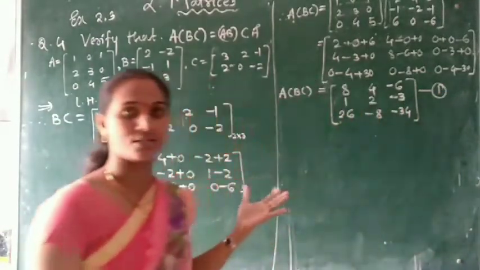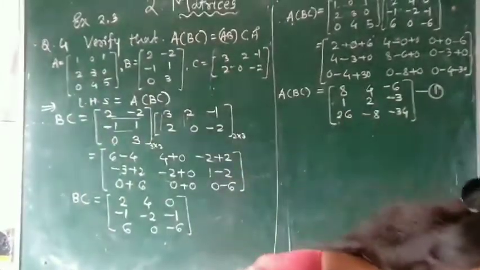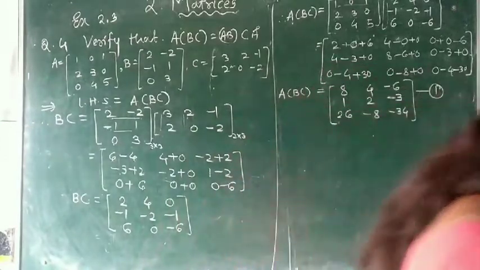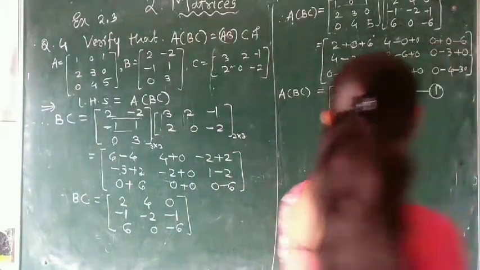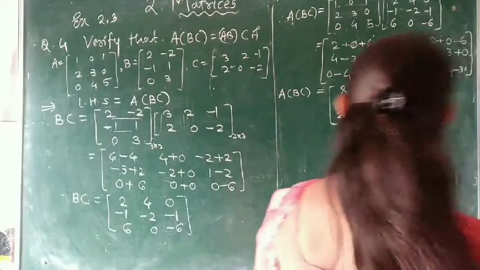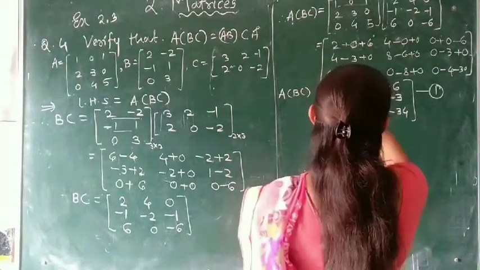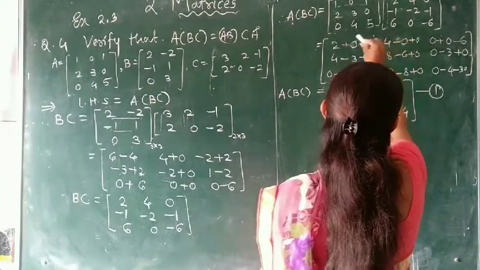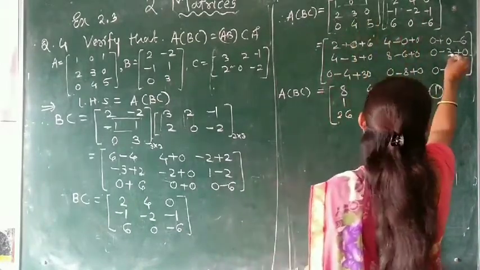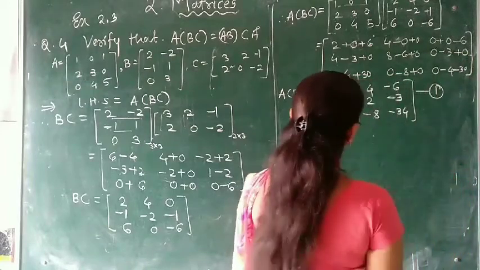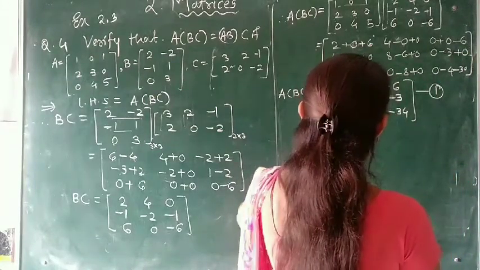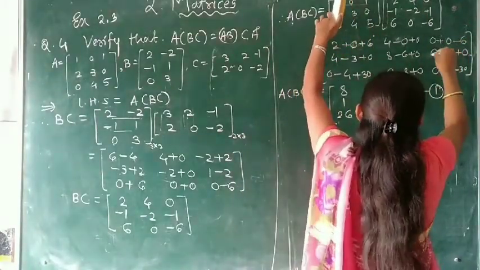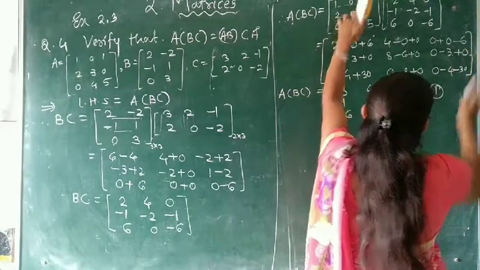So if we solve LHS, then give equation number 1: 8, 4 minus 4, 1, 2 minus 3, 26 minus 8 and here plus 1. Look at this. 2 into 0, 2 into next, and 3 into minus 3 and plus 0 into 6. Into 0, that is 0, and 3 into minus 1, minus 3.